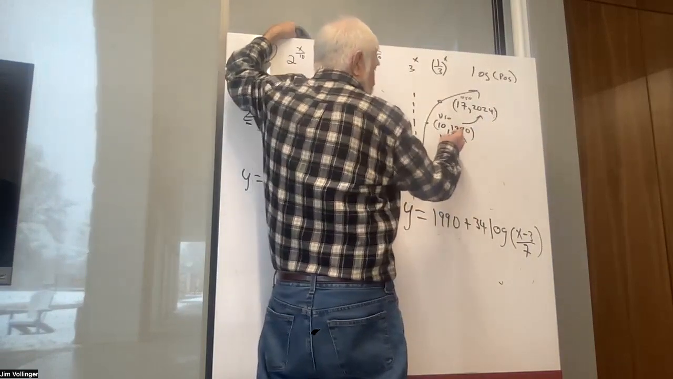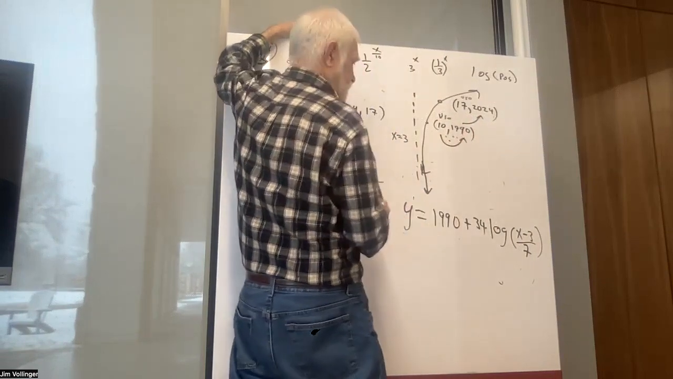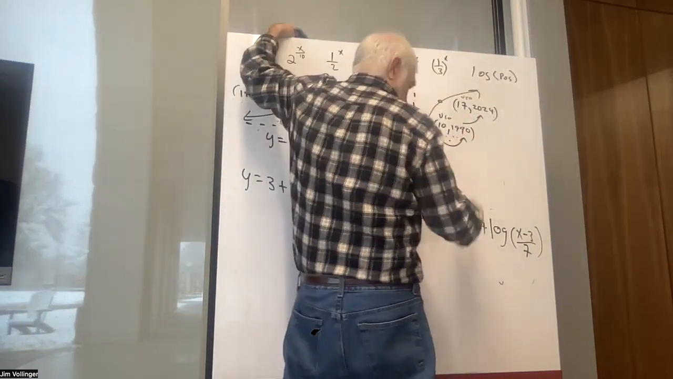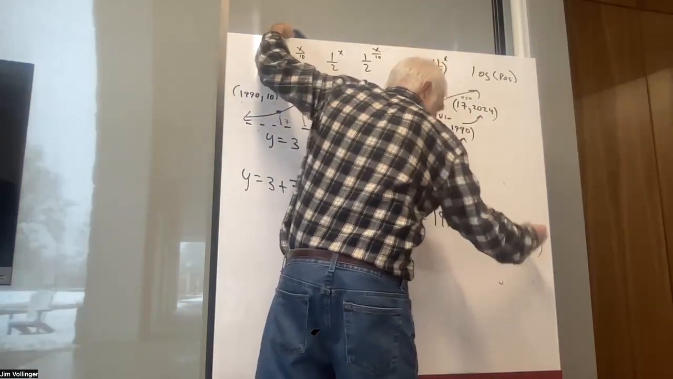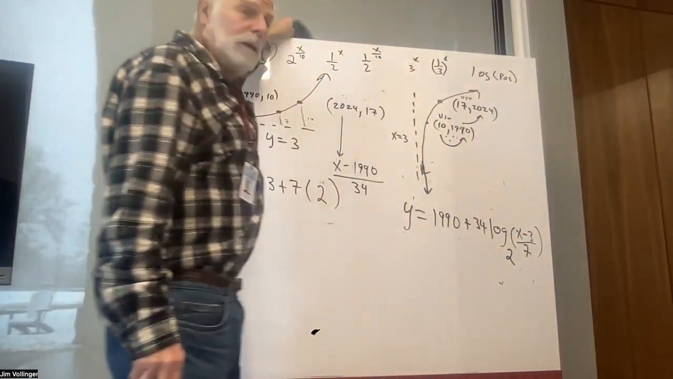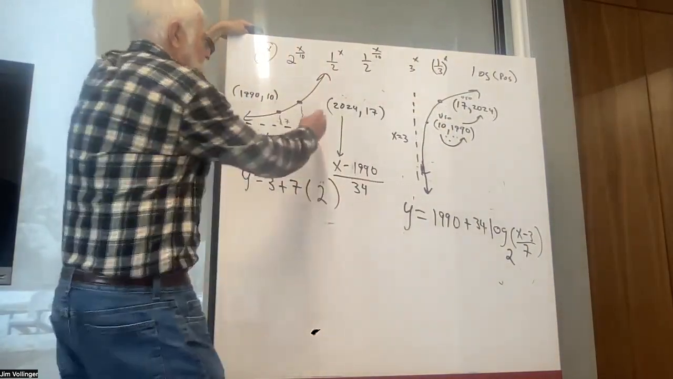Oh, that's a happy smiley face. Good thing I stopped drawing in the 3rd grade. All right, then we use 17. 17 minus 3 is 14 over 7, and there's our base 2. So over here, let's put a number in and guess what the next one would be.